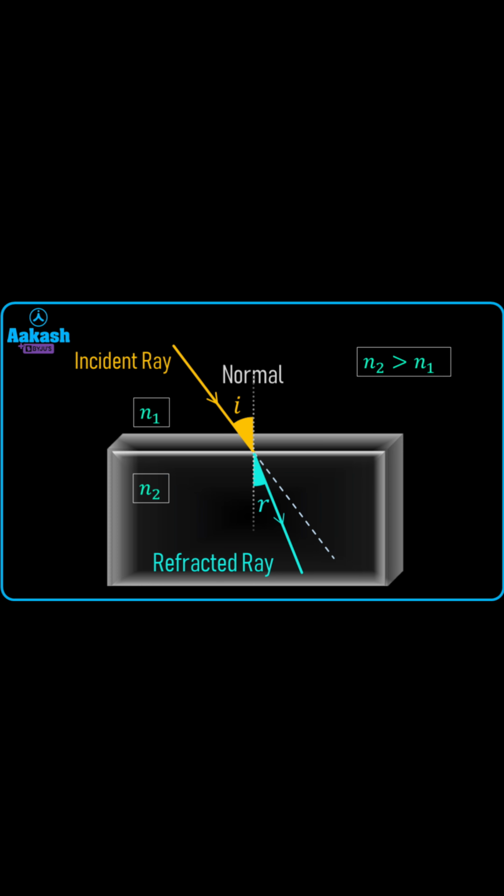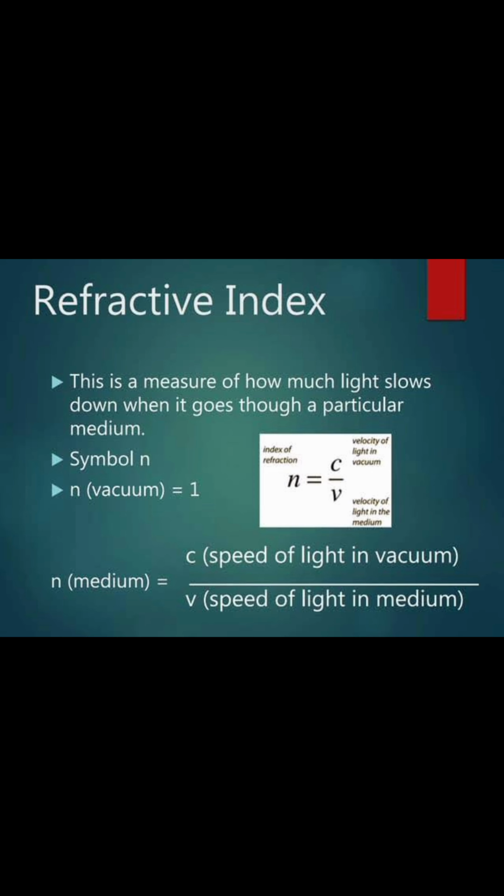Clear? Hope you understand. Let's move on to the laws of refraction, that's Snell's law. What's the first law? The incident ray, refracted ray and the normal all lie on the same plane. And the second law is sin i by sin r is a constant. That's mu, the refractive index. The ratio of the sine of the angle of incidence to the sine of the angle of refraction is constant for a given pair of media. So these are the two laws of refraction.